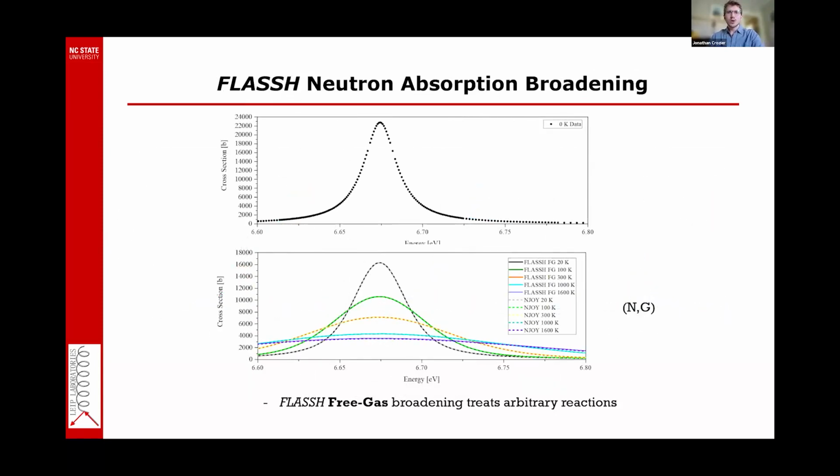So here I'm showing what the 0 Kelvin data normally looks like, and that the free gas broadening is preserved in these new Flash modules. So the new physics, the new capabilities are added, but also what's originally and very traditionally done is also preserved.